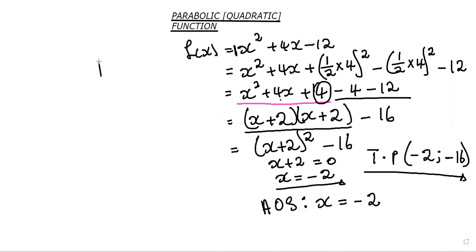So this is our nice Cartesian plane, like that. We said the value of a is positive, therefore the function must face up. But we said the turning point is going to be at -2 and 16. Then we said the y-intercept is going to be -12. So maybe I might want to extend it a bit.